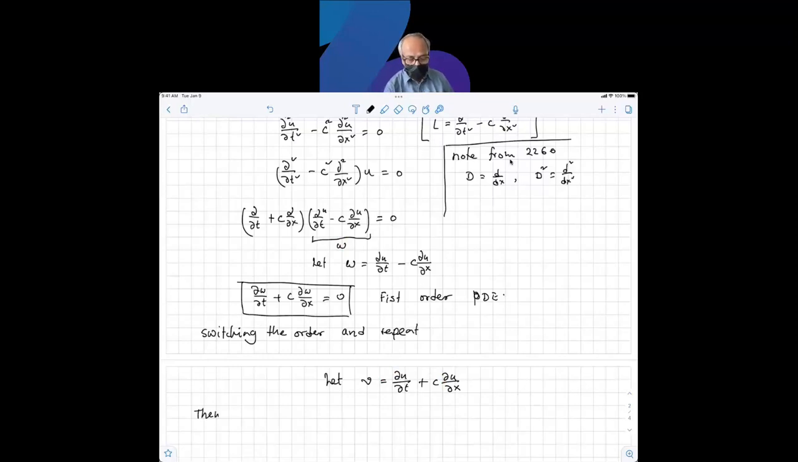So then I will say, okay, dv/dt minus c dv/dx equals 0. Second first order PDE.